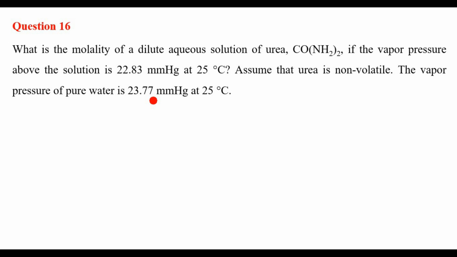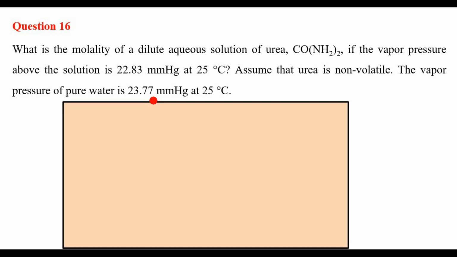Remember the formula that we use when we have the vapor pressure of the pure solvent and the vapor pressure of the solution, we can get the mole fraction of the solvent. Let's start to see what we have in the question. We have the vapor pressure of the solution, which is 22.83. It was given in the question. We also have the vapor pressure of the pure solvent, which is 23.77 millimeter mercury. It was also given.